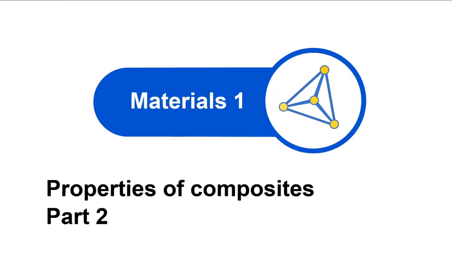Hello again, welcome to the second part of this lecture on the properties of composites. In the first part, we looked at how composite properties can be estimated using the rule of mixtures. Now we're going to look at some mechanisms of failure for composites, building on some of these concepts. Let's start first by seeing how a composite component fails, looking at some crash testing of a woven fiber composite.